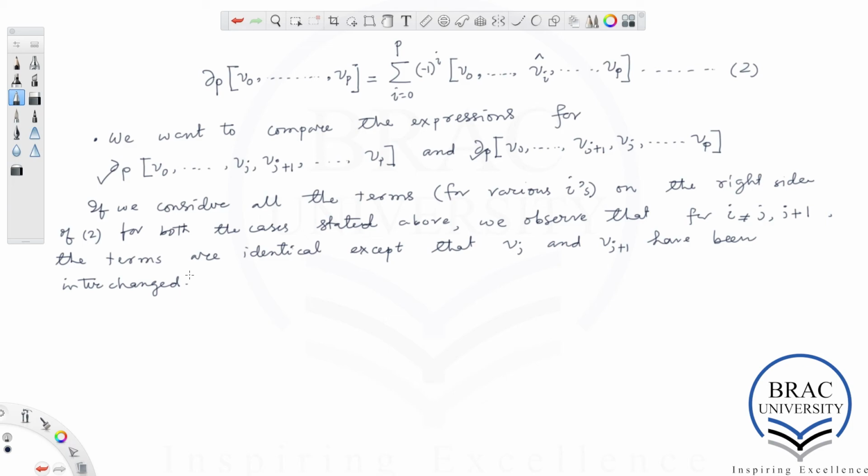So what it means is that in equation number 2, if we consider these two cases separately, then term by term, if we only take the terms for which I is not equal to j or j plus 1, then the terms for this and the terms for that will match with each other with an overall variation of a sign. But this is the case only when I is not equal to j and j plus 1.